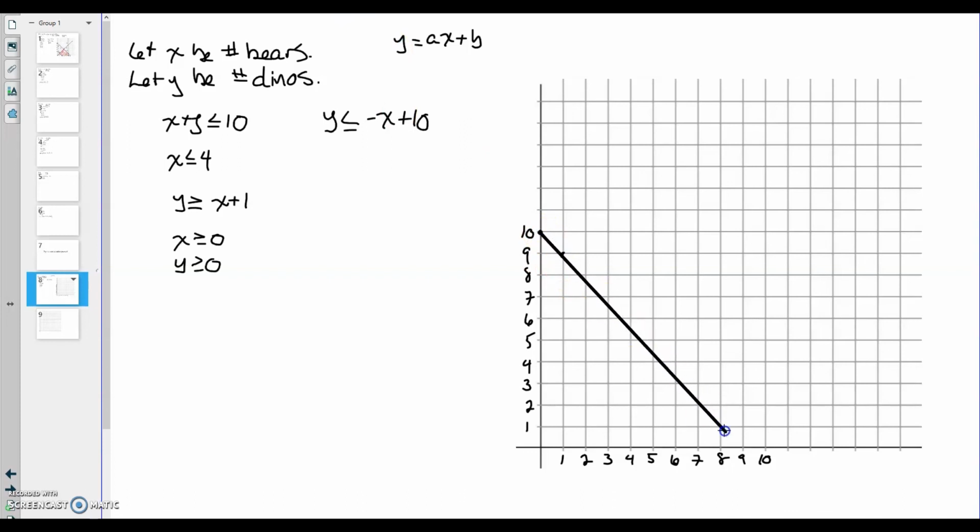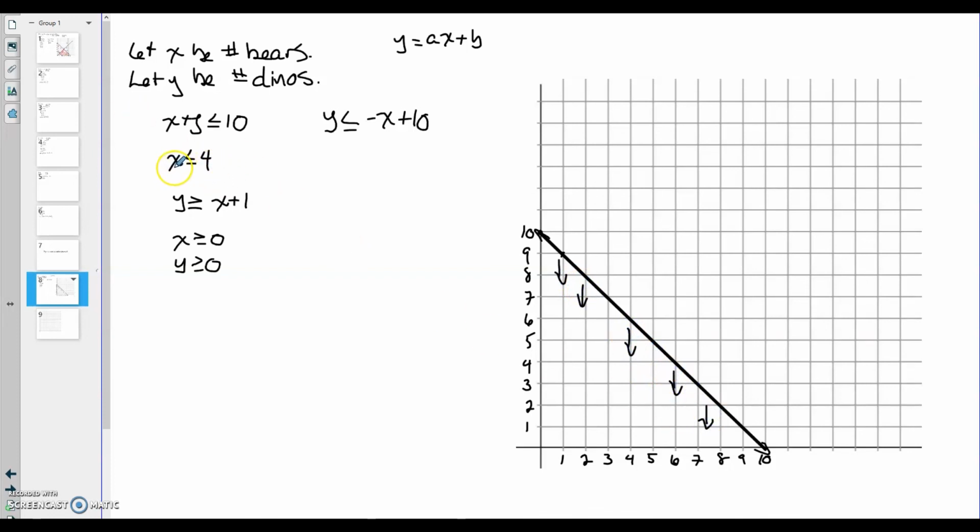And connect those points. Arrows on the end. And then look at the inequality. Since it's less than, it means the arrows, the shading area, is going to be below the line.